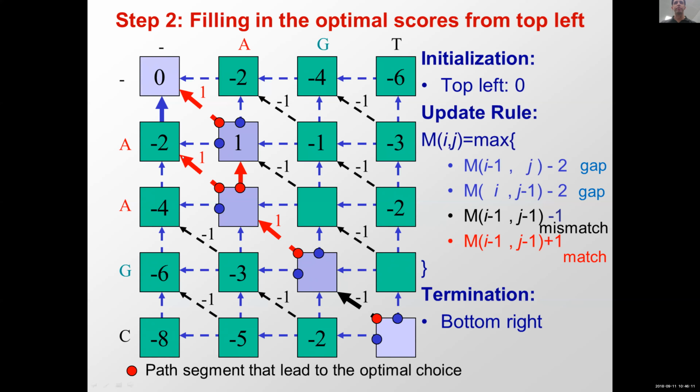Here we have similarly the score for this entry can be either the choice between -4 plus -2, which gives us -6, 1 - 2, which gives us -1, and then -2 plus 1, which gives us -1. So regardless of which of these two paths we take, this is -1. And then the optimal choice doesn't matter.